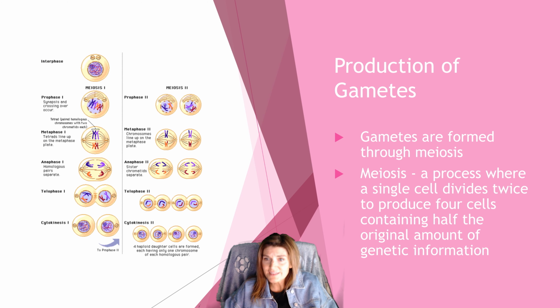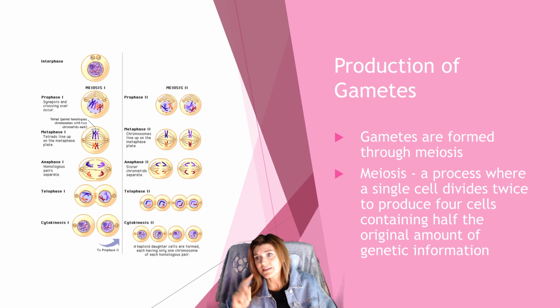Meiosis, though, is a process where a single cell divides twice to produce 4 cells. So, the ultimate endgame of mitosis is to replace worn out cells. If we have skin cells that are being sloughed off all the time, we have new skin cells developed all the time. That process is mitosis. If we want to create gametes, which are sex cells, it's a different process. Meiosis makes sperm and egg cells, the gametes.